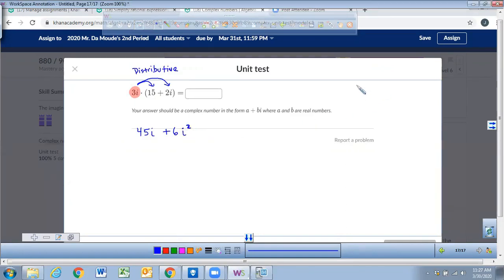Now, this is very, very important. You should have this in your journals. Anytime you see i squared, I want you to think of negative 1. When I say i squared, you say negative 1. I squared. Negative 1. Good job. All right, take this 45i, keep that the same, but watch what I'm going to do. Instead of this being i squared, I'm going to make it a negative 1. We have 6 times negative 1. So 6 times negative 1 is negative 6.